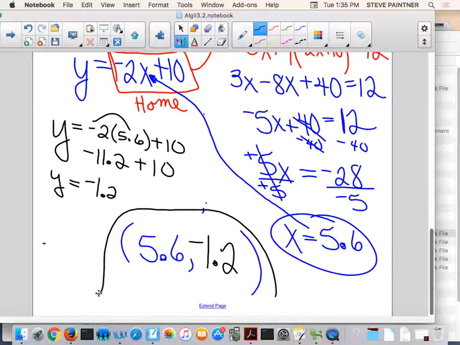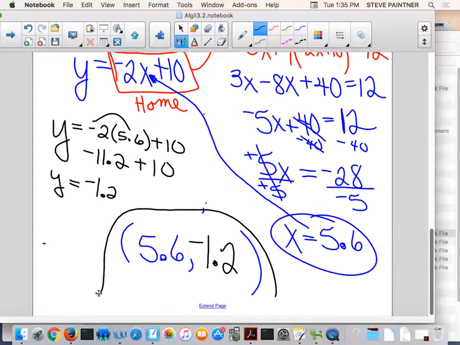How would you like to have graphed that? Because you're going to intersect at that point. Your eyes are probably not good enough to pick out a 5.6. You might have said 5.5. Maybe you said 5.75, but I doubt you're going to say 5.6. I doubt you're going to say 1.2. You might get close, but close isn't good enough. Precise. Okay? The graphing method is a good method. It's not a great method.